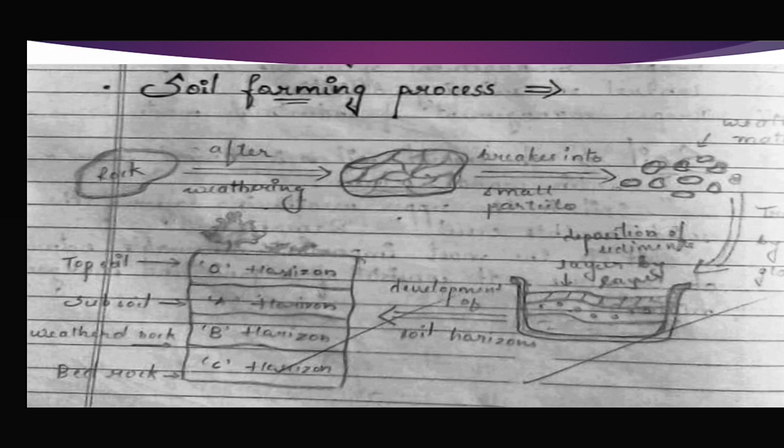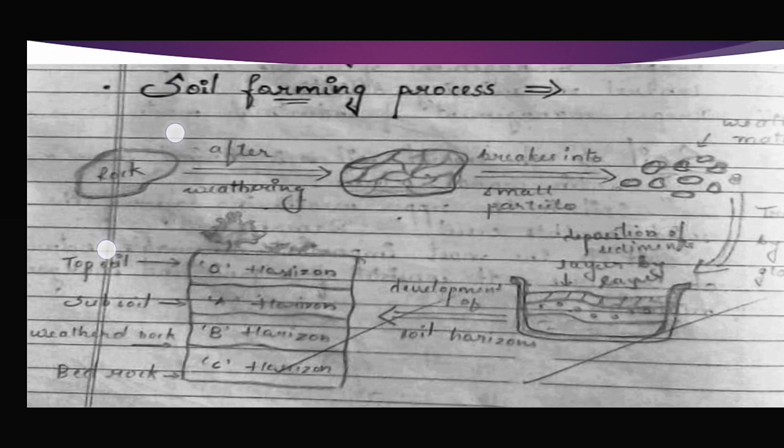Think? Yes, you were right. That is basalt rock. Basalt rock is the parent rock of black soil. Why? Because black soil is formed from basalt rock, which is an igneous rock. Clear? So always remember, soil is formed from rock.